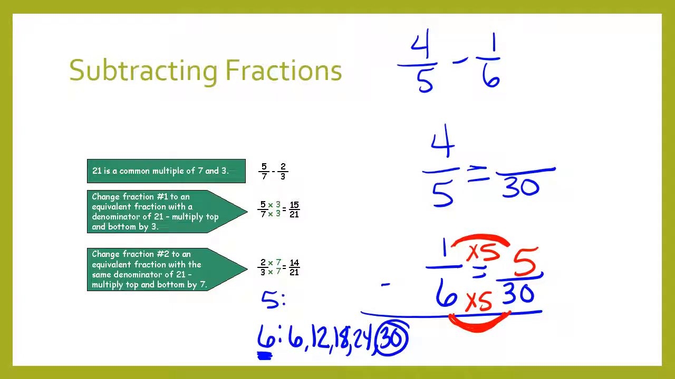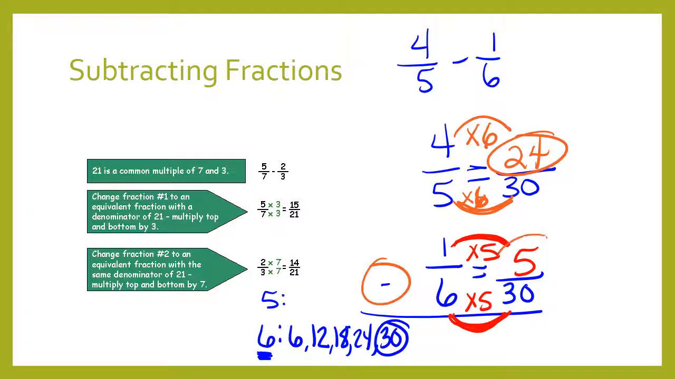Now, how did this one change? Times 6. So how does this one change? Times 6. And 4 times 6 is 24. Now that we have common denominators, we can go ahead and subtract. 24 take away 5 is 19/30. Now, an alarm is not going off in my head on this one because there is not another number other than 1 that can go into both 19 and 30. And 19 is a prime number, and 19 will not go into 30 evenly. So I know I have it in simplest form.